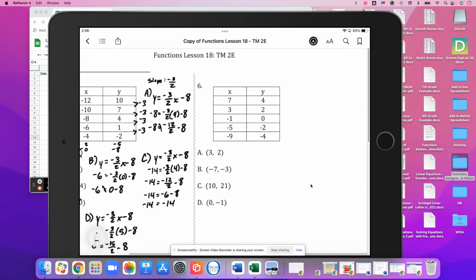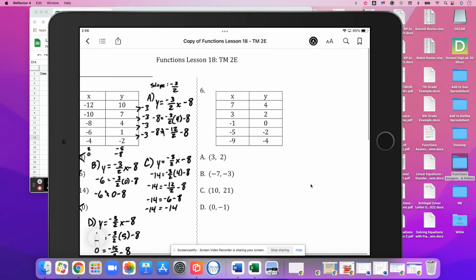Number 6, we've got to look on our thing and see if there's anything in our table that matches the ordered pairs we already have. And I do see right here we have a match. So that one automatically is a yes. -7 and -3, neither of those are in the table. 10 and 21, neither of those are in the table. And 0, -1, neither of those are in the table.